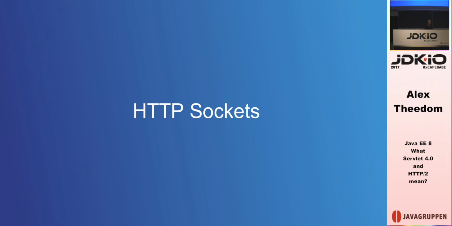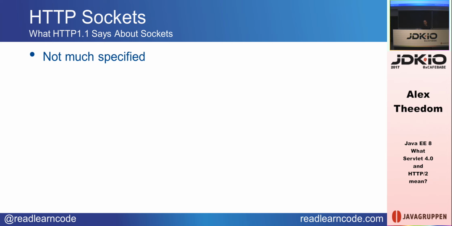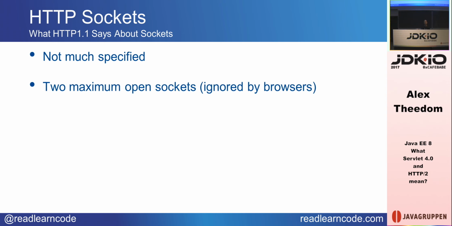So let's talk about HTTP sockets. What does the specification actually say about sockets? So TCP sockets, I should say. Well, HTTP 1.1 doesn't really say a great deal. It doesn't really seem to consider it a significant issue, and really just specifies 2 maximum sockets should be opened. Of course, that's ridiculous. You can't possibly have a modern website with only 2 TCP sockets. But browsers completely ignored it anyway and just did whatever they wanted to, and inconsistently implemented maximum connections.